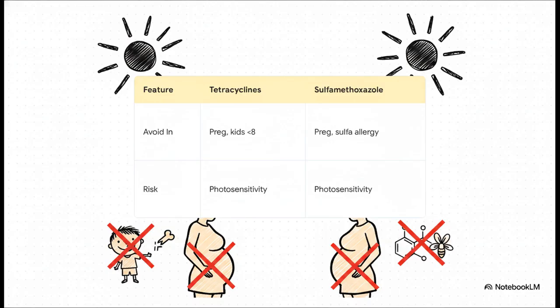For the shared risks, both cause intense photosensitivity. A normal walk in the sun could literally result in blistering burns, so sunscreen is a must. Both are generally a no-go for pregnancy and breastfeeding. But here's the difference. Tetracyclines are specifically avoided in kids under 8. Why? Because it can permanently discolor their teeth and mess with skeletal bone growth. On the flip side, sulfamethoxazole has a massive, strict contraindication for anyone with a sulfa allergy.